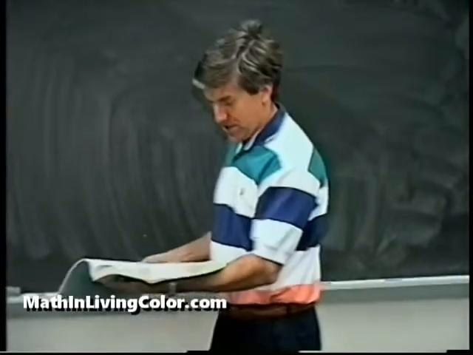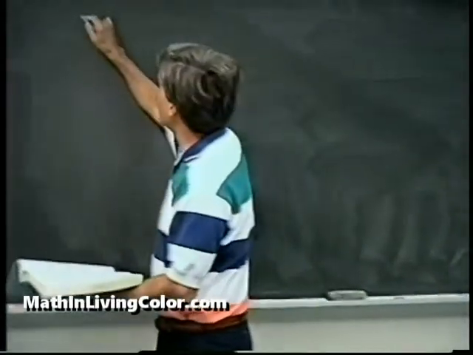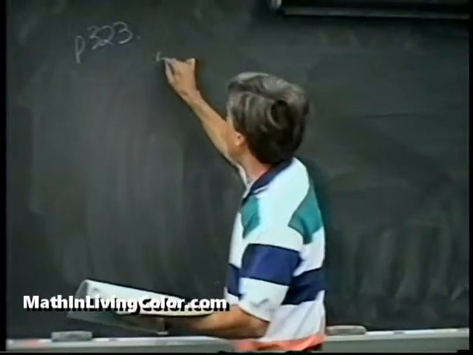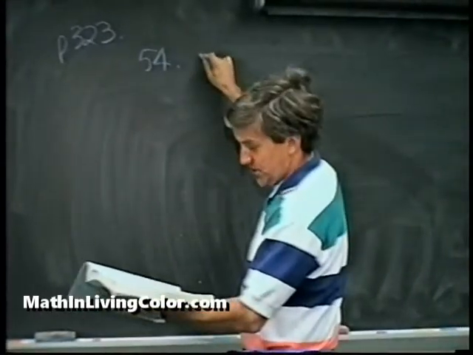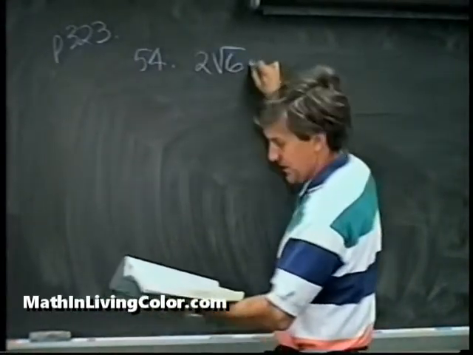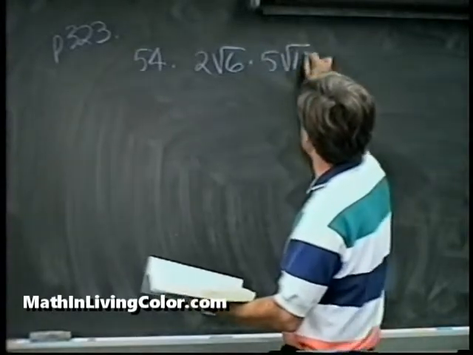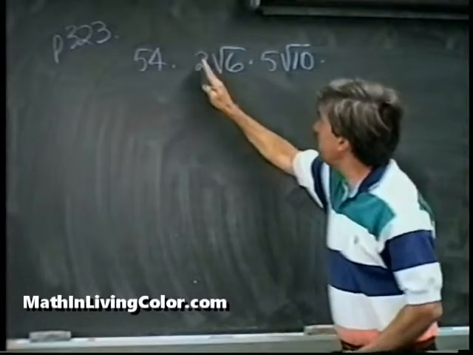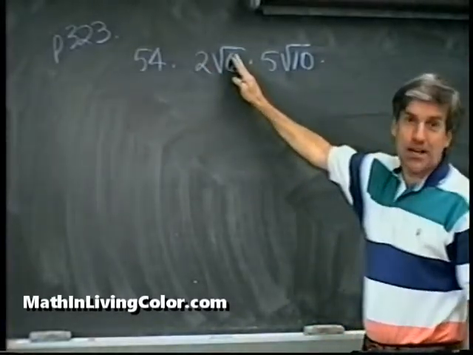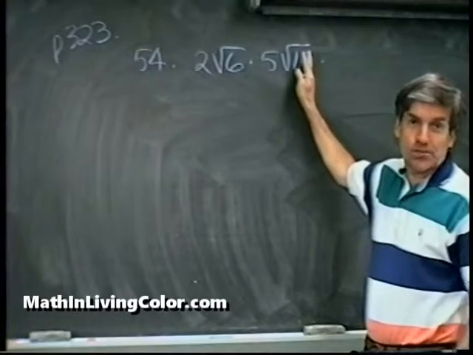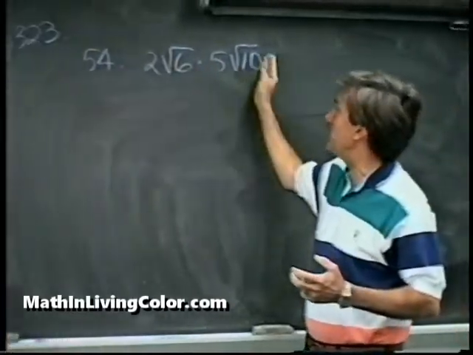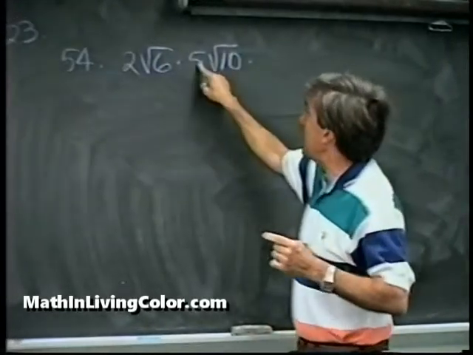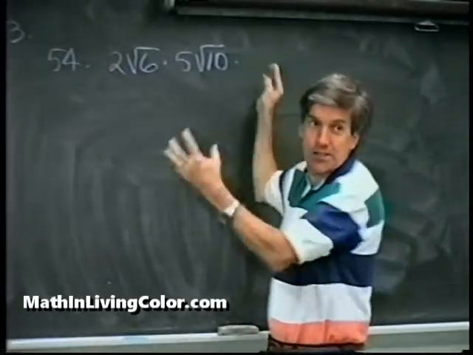Okay, continuing on the bottom of page 323, I'd like to do problem number 54, which says 2 square root of 6 times 5 square root of 10. Now in this problem you're multiplying a number times the square root times another number times the square root. This makes a total of 4 different numbers being multiplied together. There's 2 times the square root of 6, there's 5 times the square root of 10, and the product of all 4 of those numbers.